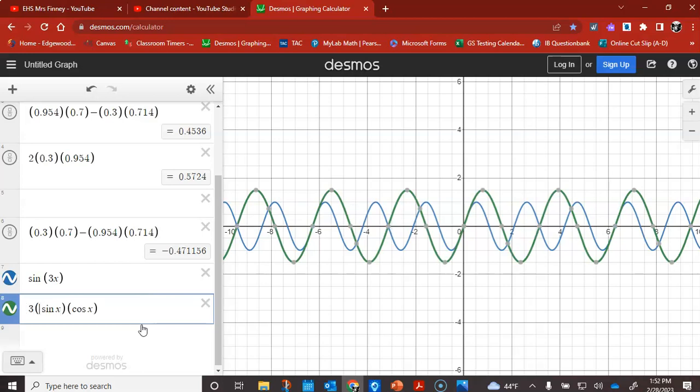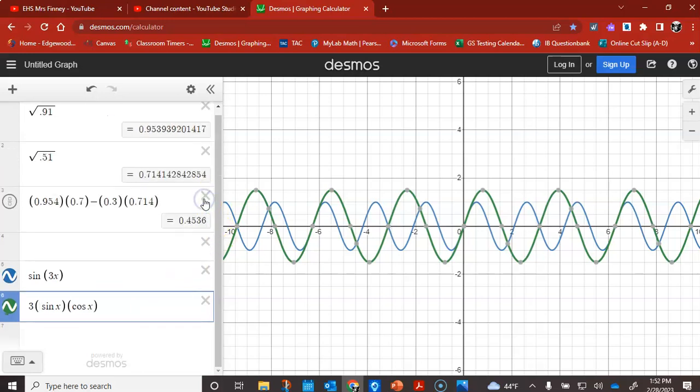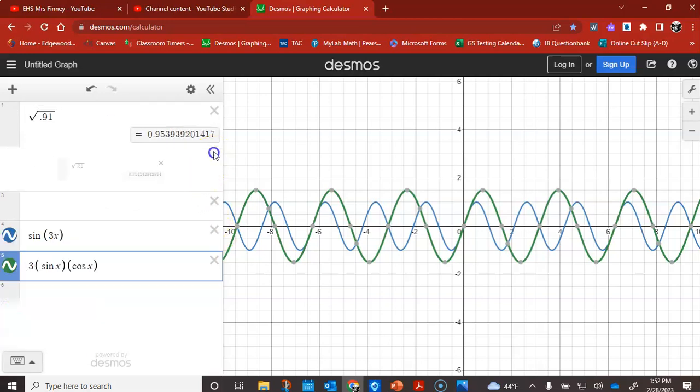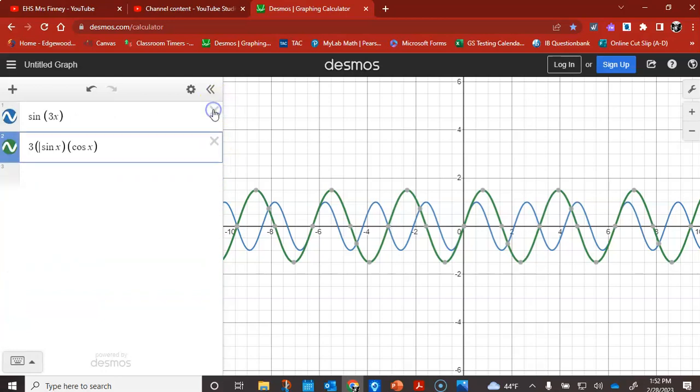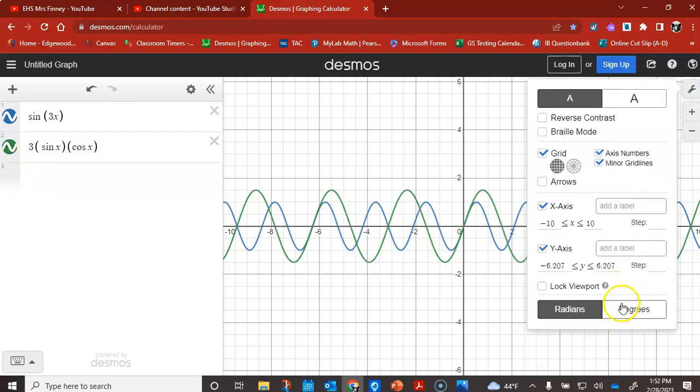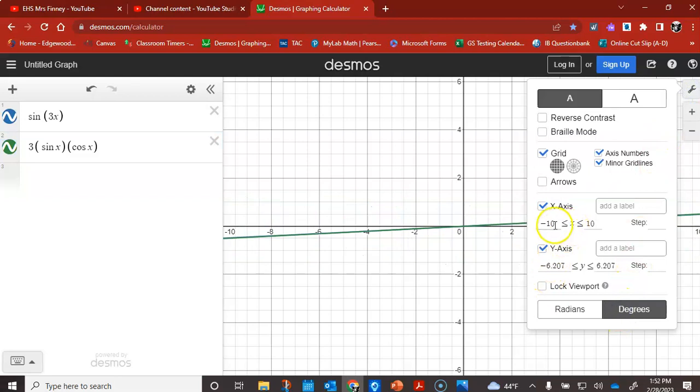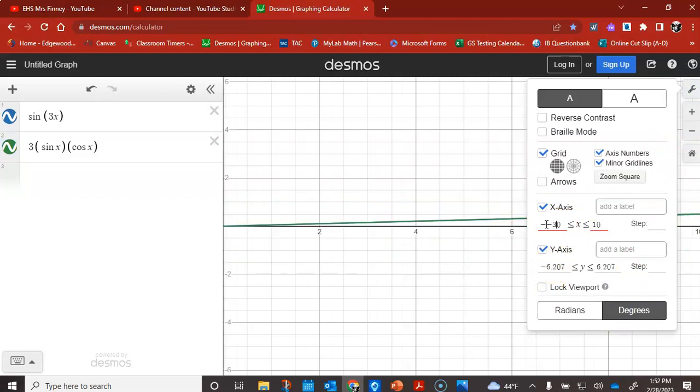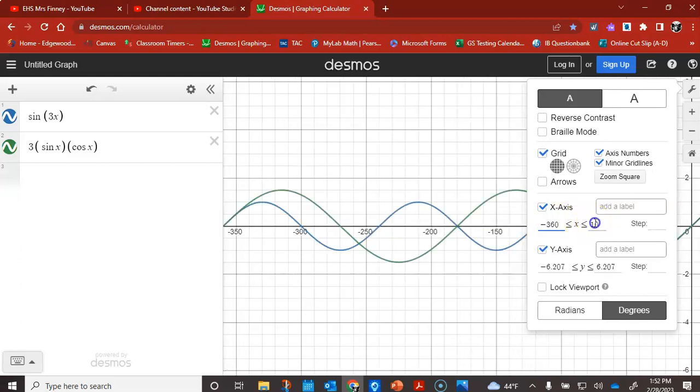And they don't appear to be. Since they don't appear to be, we're going to give a counterexample to this. To give a counterexample, we need to find a place where they're not the same. Sometimes it's easier to think in degrees, so I'm going to convert this graph to degrees, and I'm going to make that say negative 360 and positive 360.